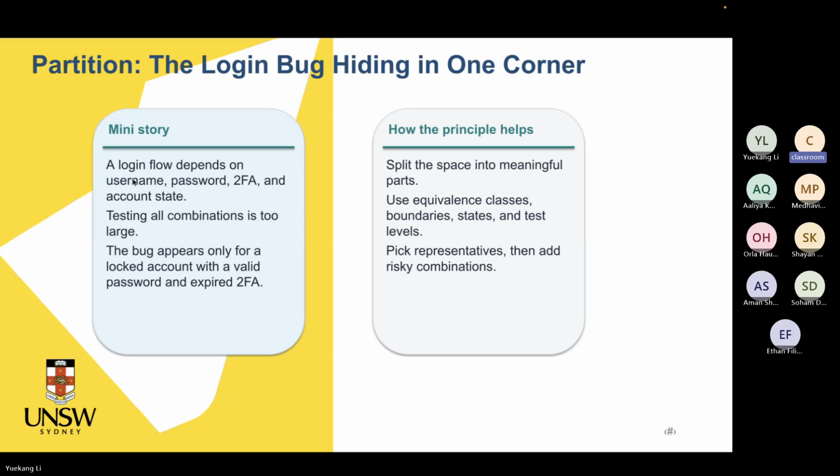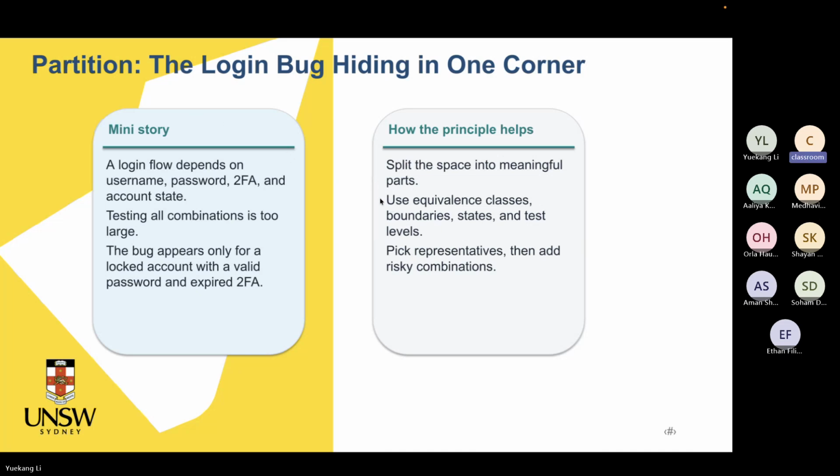So in this case, each one of them has two choices, and the total search space can be limited down to 2 to the power of 4, which is 16. So instead of trying all the combinations, we can just group them together by putting labels on these variables. In this sense, we are picking representative values as our test cases, and then trying to lead these combinations towards the risky area. So that's the principle of partition.